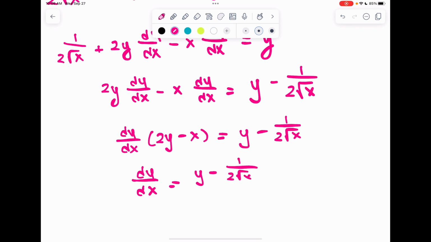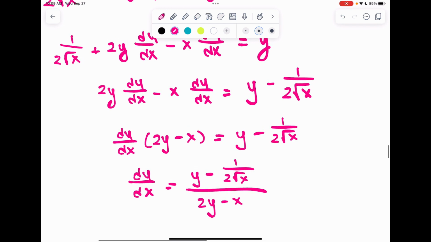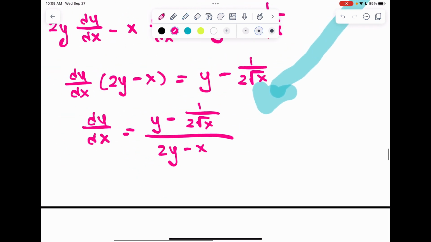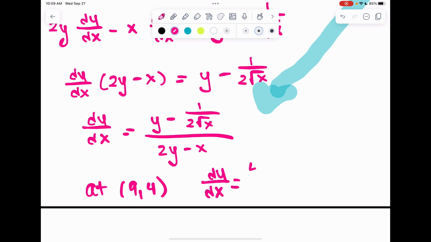I'm just leaving this as a complex fraction here because this problem is asking us to evaluate at a point. So we're evaluating at the point 9, 4. So I need to take those values and plug them in here. So at 9, 4, dy dx is equal to y is 4 minus 1 over 2 radical 9 over, in the denominator, 2 times y, so 2 times 4, minus x, so minus 9.